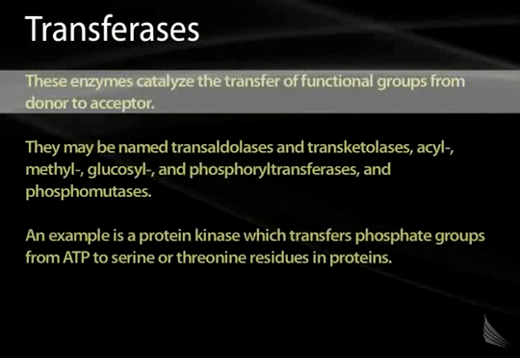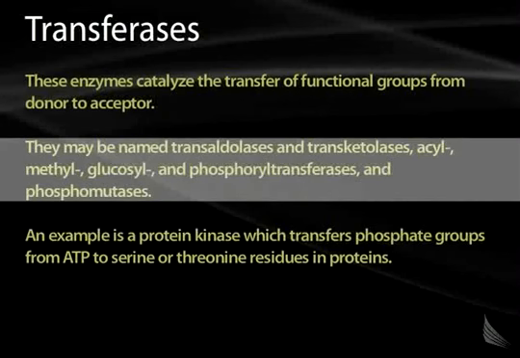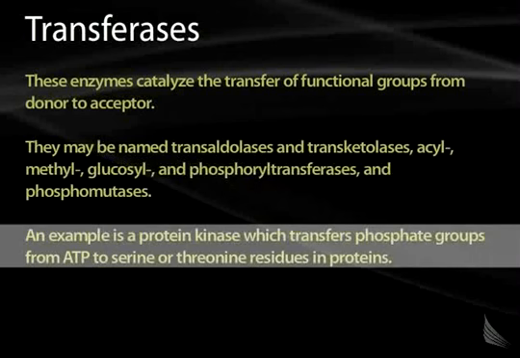Transferase enzymes are enzymes which catalyze the transfer of some functional group from a donor molecule to an acceptor molecule. And these are things like transaldolases or transketolases, acyl, methyl, glucosyl, phosphoryl transferases, and phosphomutases, for example. An example of this is a protein kinase, which transfers a phosphate group from ATP to a serine or threonine residue in some protein. So we've moved a functional group from a donor to an acceptor, and that's the function of a transferase enzyme.